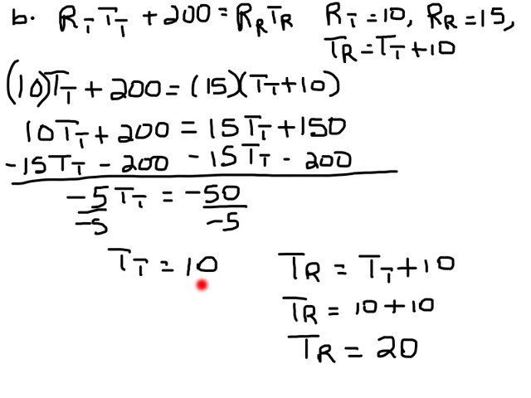Now, I've also been asked to find TR. Well, if I know that TR is TT plus 10, and TT I know now is 10, then I substitute it in, and 10 plus 10 is 20.